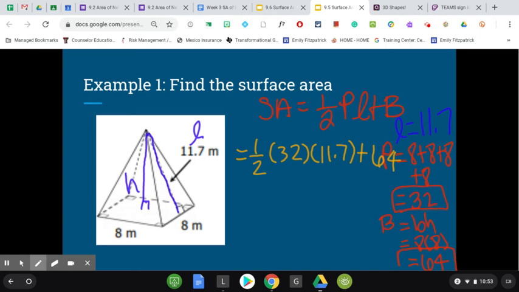Okay, and I get 251.2 when I type that into my calculator. So that is our surface area, meters squared. Remember, we're rounding to the nearest tenth. On all your assignments, it's going to be the nearest tenth every time. So try to only put one decimal answer on there. And that's it. So let's move on to the next example.